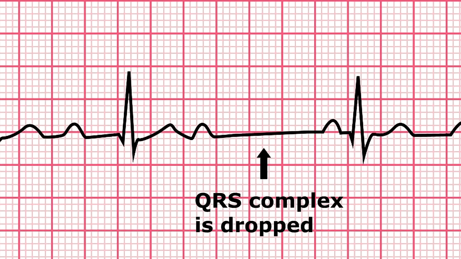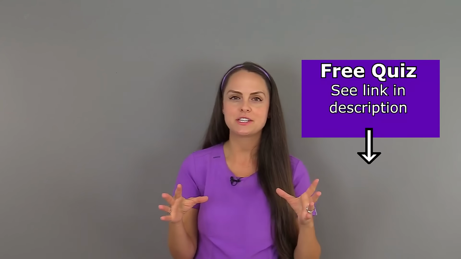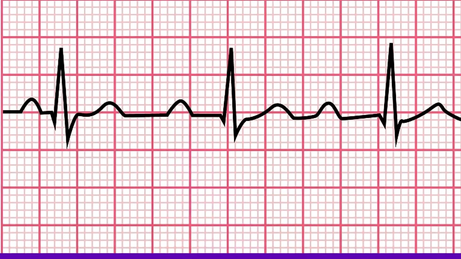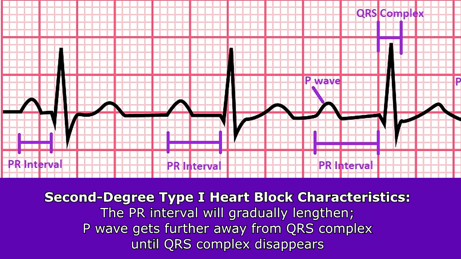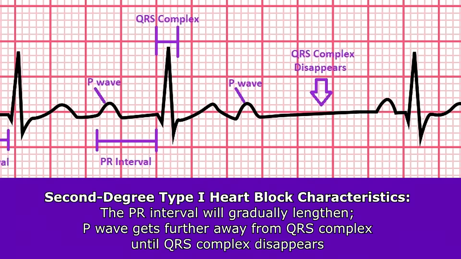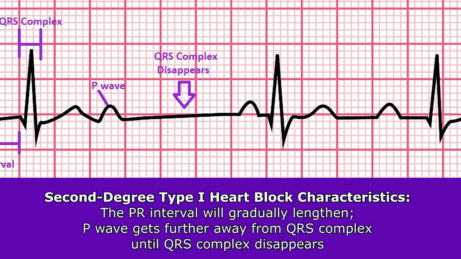So all of a sudden we will drop a QRS complex. Therefore, the key to help you really understand this heart block from all the other types of heart blocks is that the PR interval is going to gradually start lengthening. So whenever you look at that rhythm, you're going to notice that the P wave is getting further and further away from the QRS complex. And then all of a sudden there's a P wave but a missing QRS complex. And then the cycle is just going to repeat itself again.